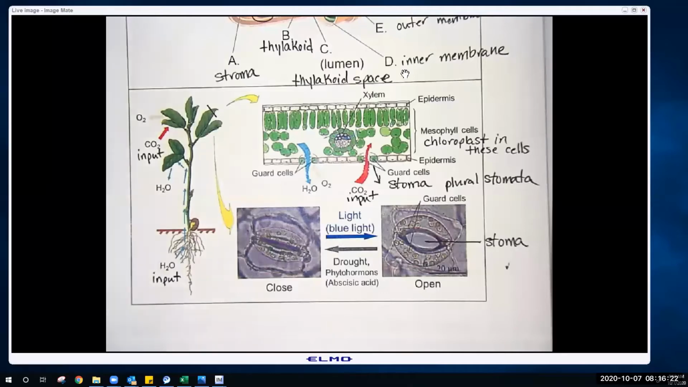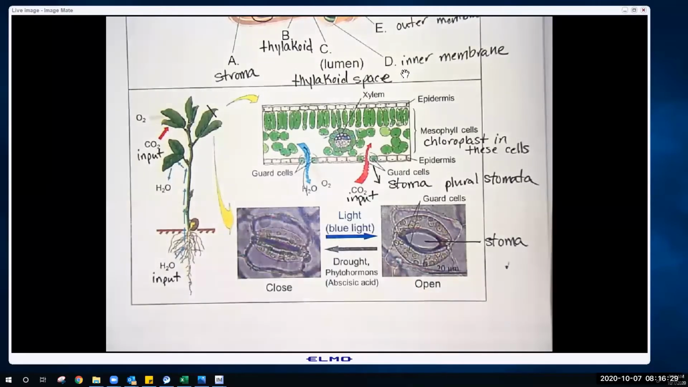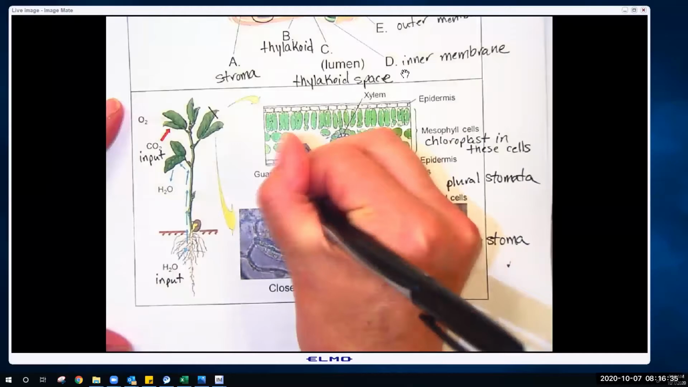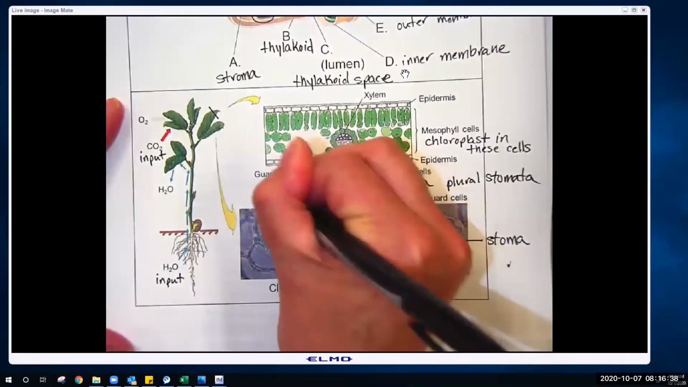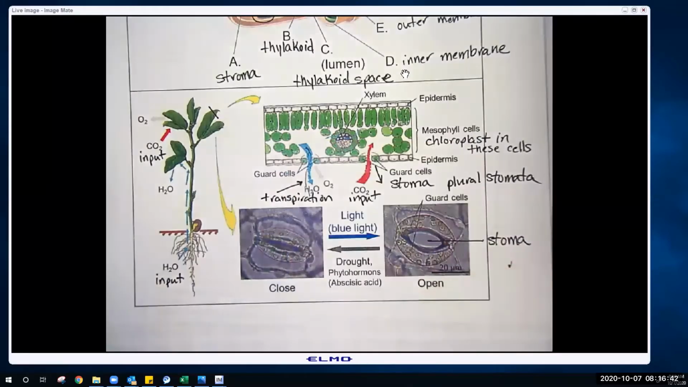But I want you to see something else. Notice here that water can evaporate and come out of the stoma. When that happens, that process of water leaving the stoma, that's called transpiration. Kind of sounds like perspiration, right? Like when you sweat and you perspire, water comes up on your epidermis, and when it evaporates, we get evaporative cooling. It keeps us cool. The same thing happens with plants.